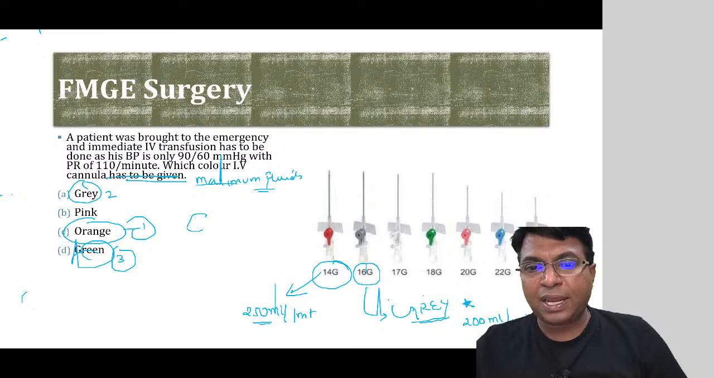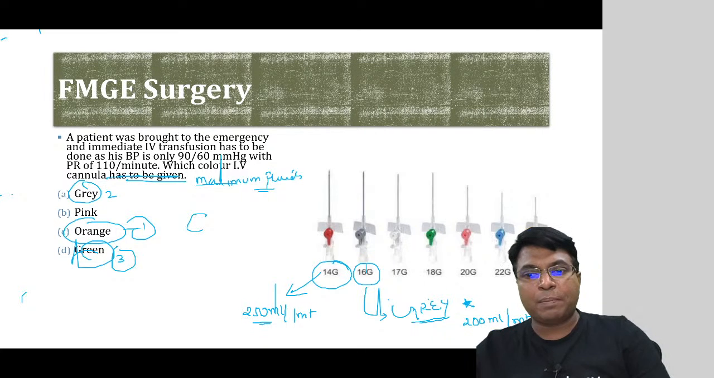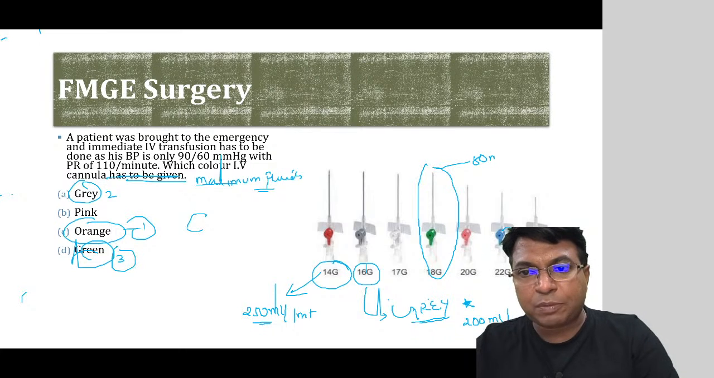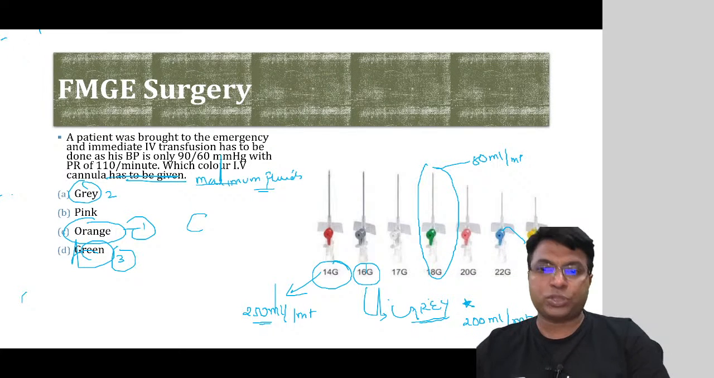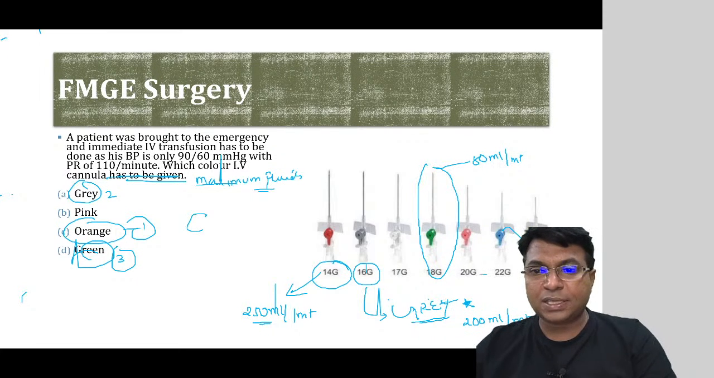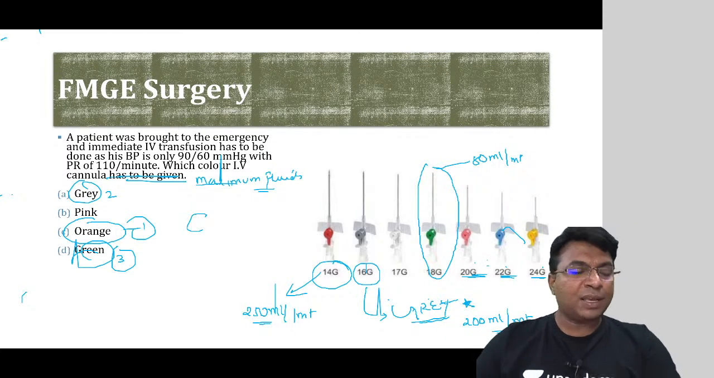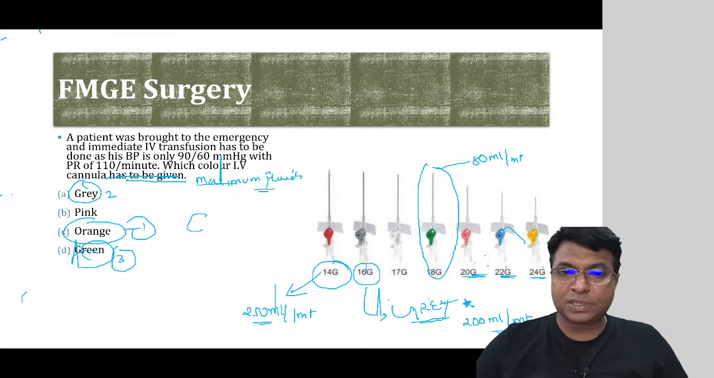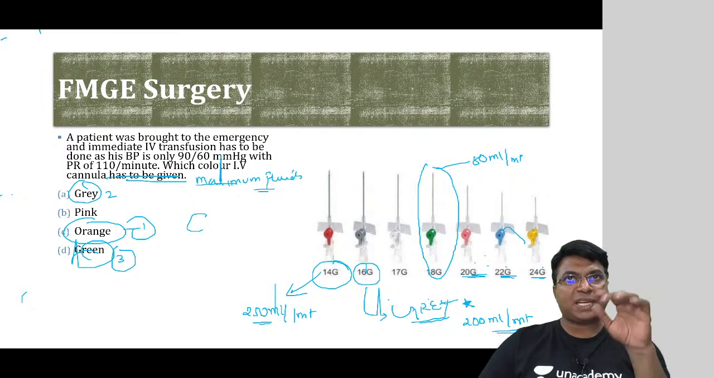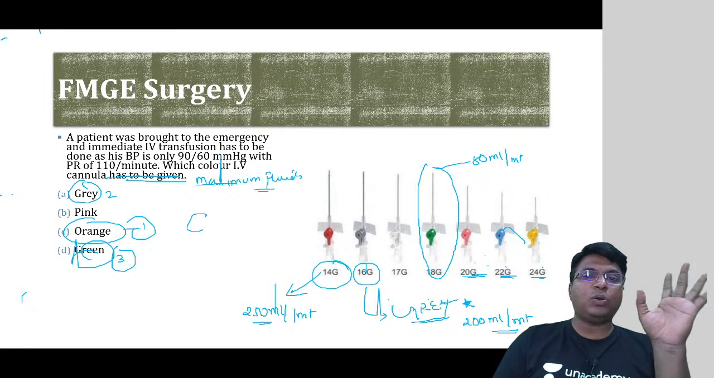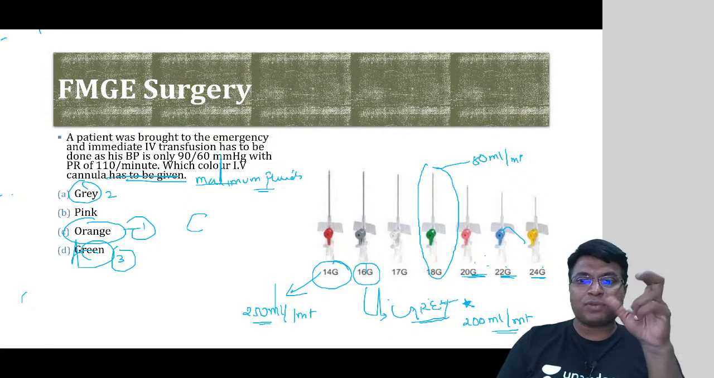So grey is 16 gauge, only 200 ml. For green, it is 18 gauge, only 80 ml per minute can be pushed. Pink is 20 gauge, 22 is blue, 24 is yellow. Pink, blue, yellow: these cannulas you should not forget. Cannulas are repeat questions for your exams. So please be thorough with the cannulas, especially 14 gauge is orange, 16 gauge is grey, 18 gauge is green. 14, 16, 18, don't forget, because usually they put the question only from these three.